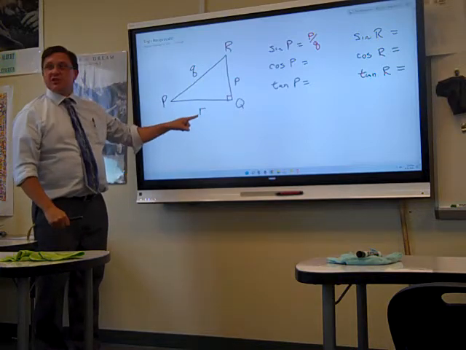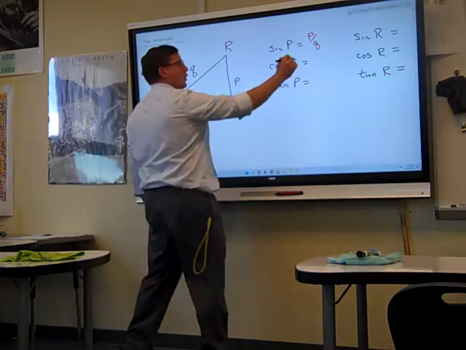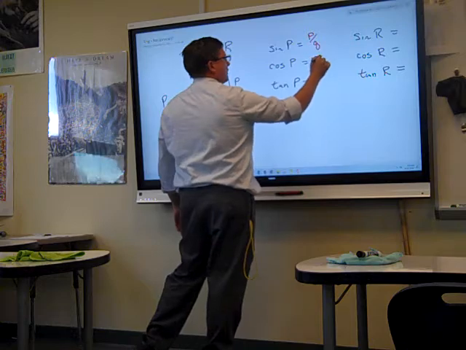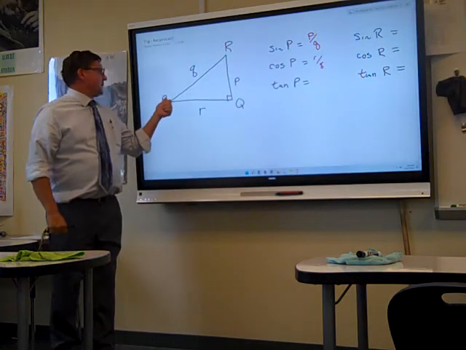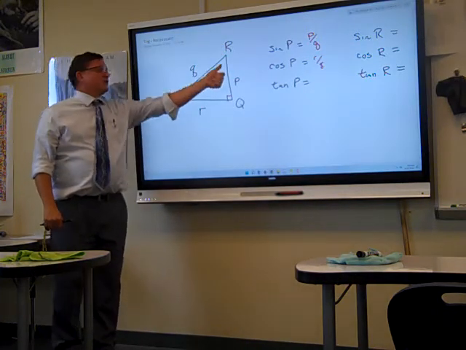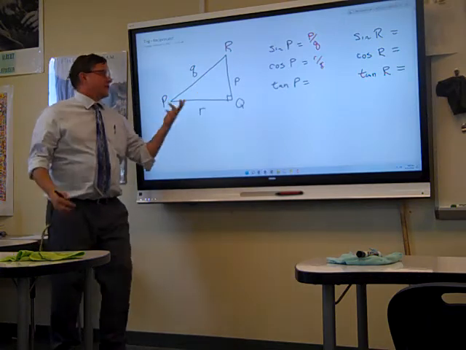Guys, cosine of P is the adjacent over the hypotenuse. How about R over Q? All right, now I'm on tangent of P, which is opposite over adjacent, P over R.